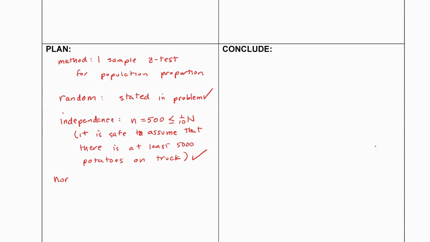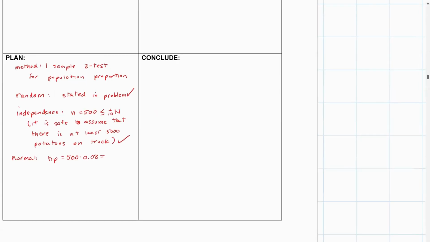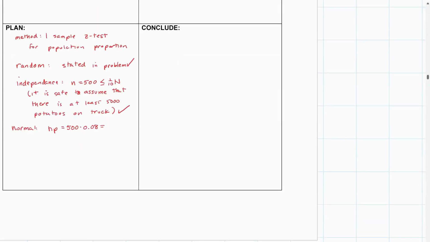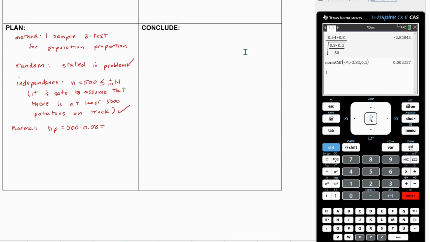Normal condition, and that is n times p, and I want you to write all of this out every single time, is n times p, which is 500 times 0.08, all right? And that number is, go to the calculator, that number is 40. 40 is definitely greater than or equal to 10. So we get a check mark there.